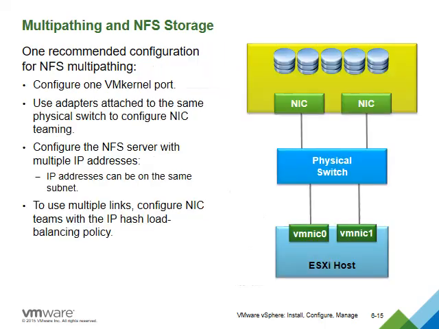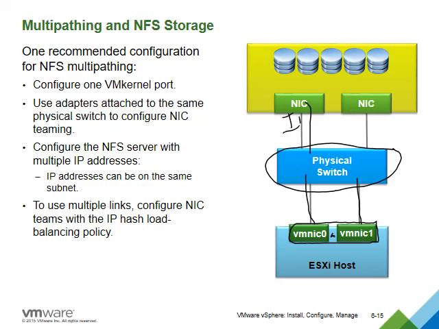Multipathing and NFS storage. One recommended configuration for multipathing on NFS is to configure one VMkernel port. You use adapters attached to the same physical switch, so these two NICs right here. These will be on the same virtual switch with a VMkernel port that exists in that switch. You configure the NFS server with multiple IPs. So we have IPs here.